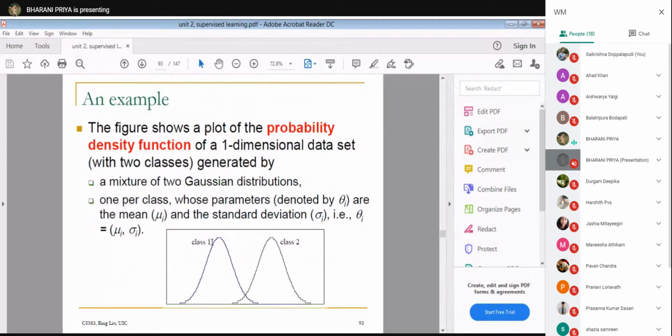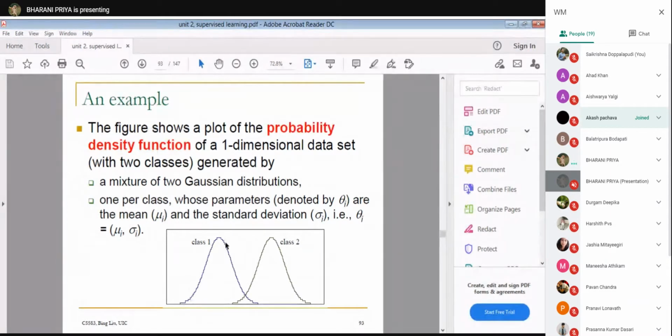Each class is represented by a distribution. This is one distribution and this is the second distribution. This distribution is plotted based on the documents. The first curve is documents of class 1 and the second one contains documents of class 2. By seeing this diagram, we can say why we are using this model.